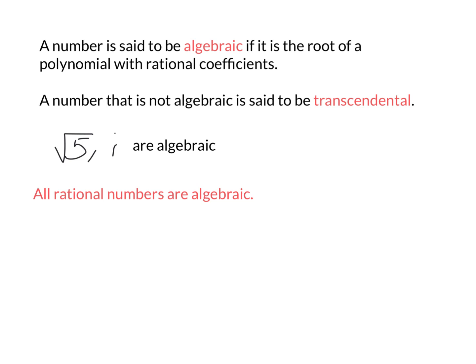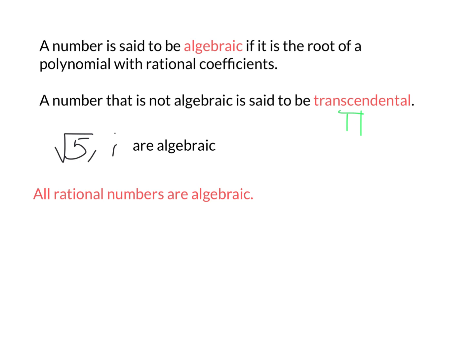So we just saw on the previous slide an example of a polynomial with integer coefficients that had root 5 and i as roots. So these two numbers must be algebraic because they are the roots of a polynomial with integer coefficients. An example of a number that's transcendental would be something like pi. There's no polynomial with rational coefficients where pi is a root. In other words, there's none of those types of maps that map pi to the number 0.